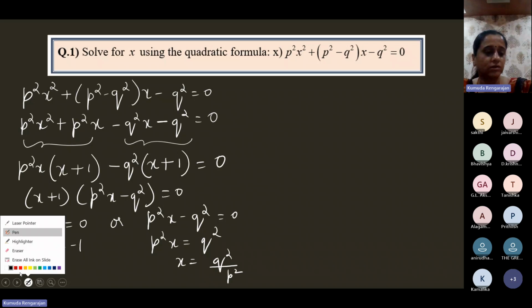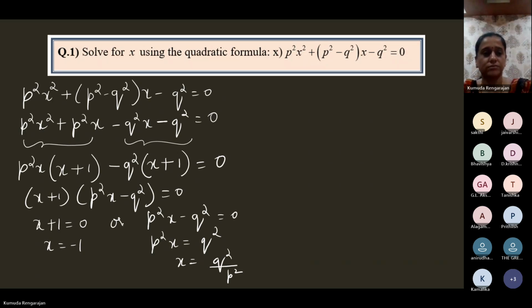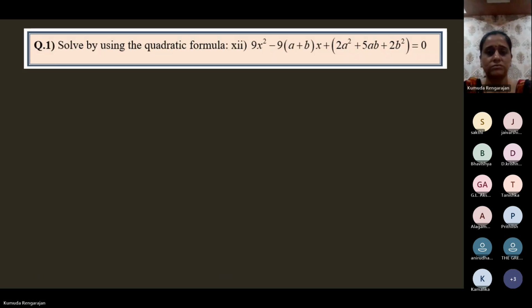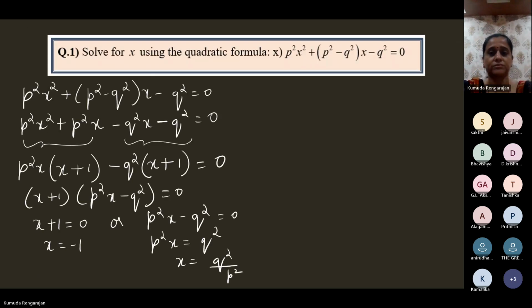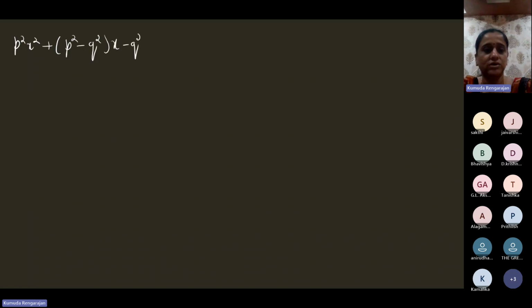All right. Now we'll solve using the quadratic formula. Just a second. Yeah, so the equation is p squared x squared plus (p square minus q square) x minus q square is equal to 0.